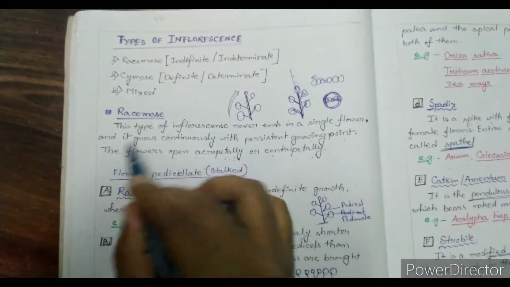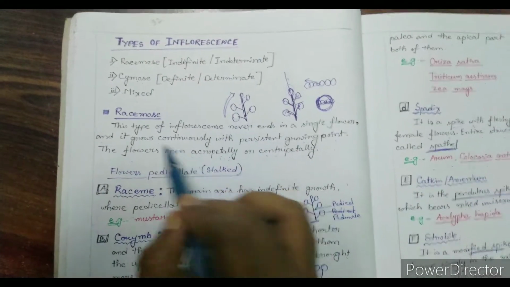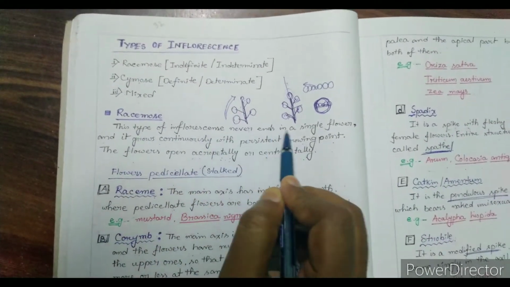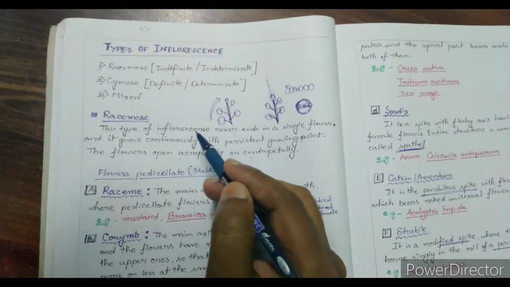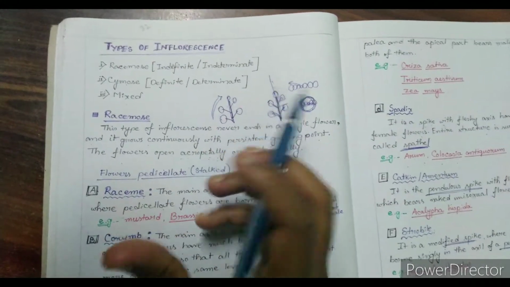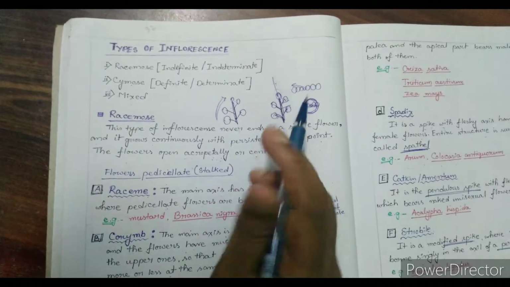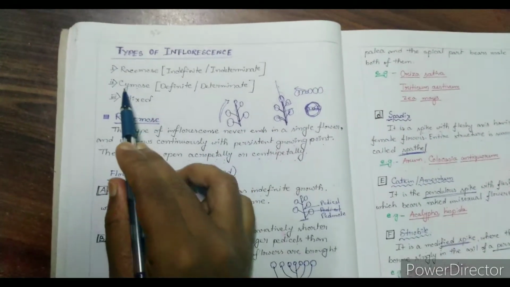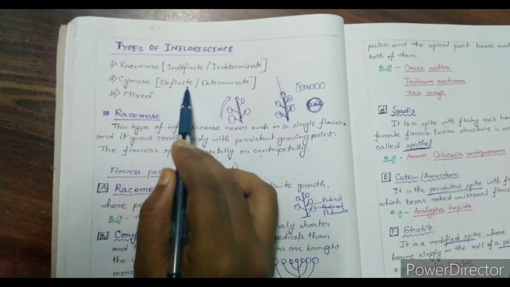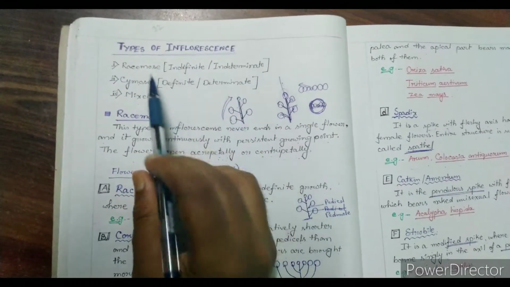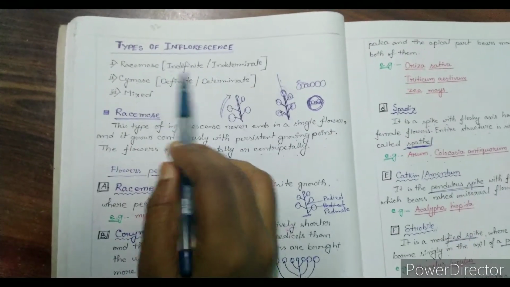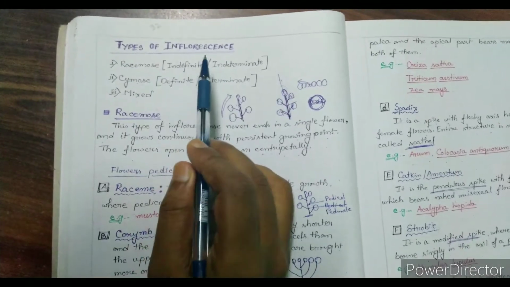So first of all, what is Racemose inflorescence? Basically this type of inflorescence never ends in a single flower. Which type of inflorescence ends in a single flower? This is solitary inflorescence, one type of Cymose inflorescence. Cymose is definite or determinate inflorescence, and Racemose inflorescence is always called indeterminate or indefinite inflorescence.